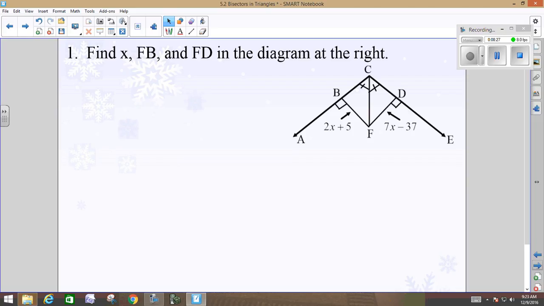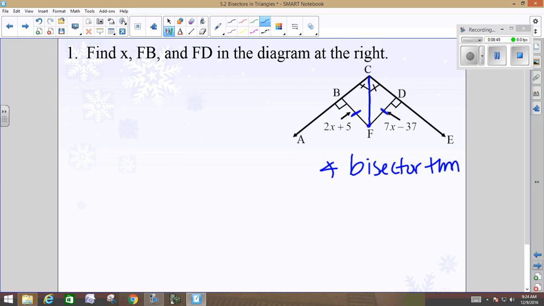So the angle bisector theorem says that if you have a point, F, on the angle bisector, then the distance from F to both sides has to be the what? The same, equal, right. So then FB would have to be equal to FD. That's your angle bisector theorem. So what are we going to do to find the value of x? Set them equal to each other.